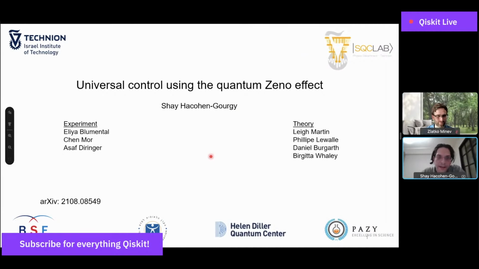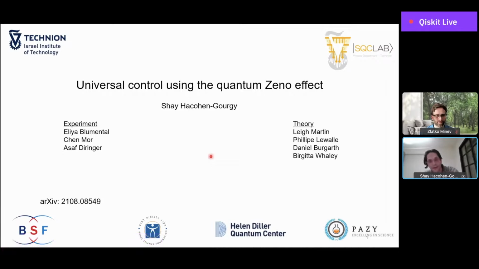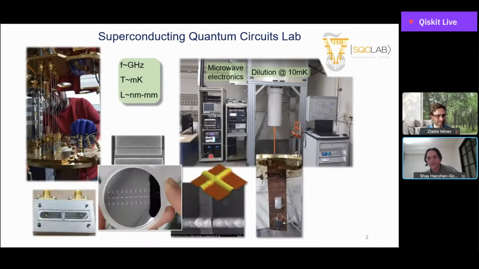Okay, so today, like Zlatko introduced, I'll be talking about universal control using the quantum Zeno effect. I'd like to say this is our latest work, but this is really the first work from our lab. We're a relatively new lab. We're a standard circuit QED lab, relatively new. So this is the first work we've put out.